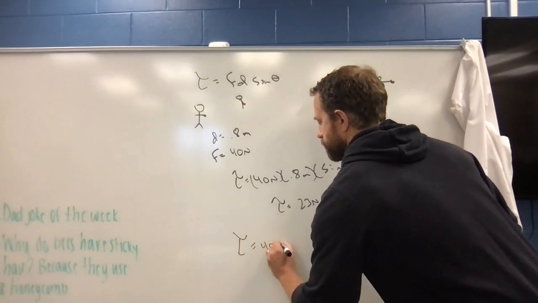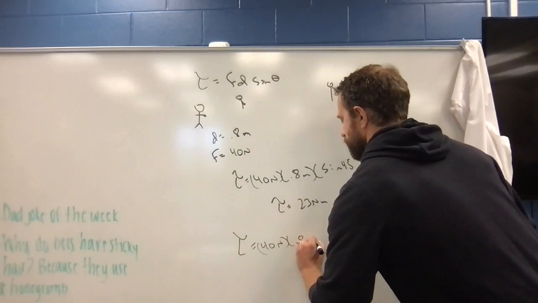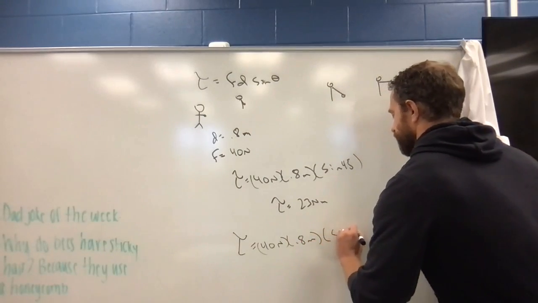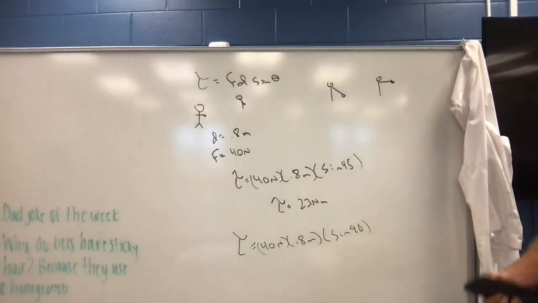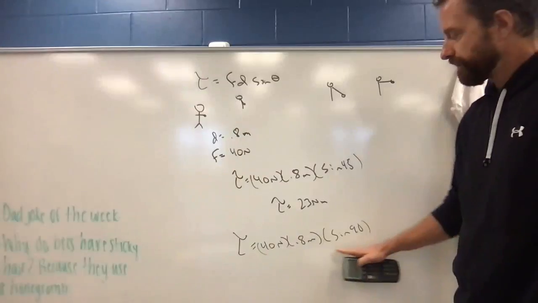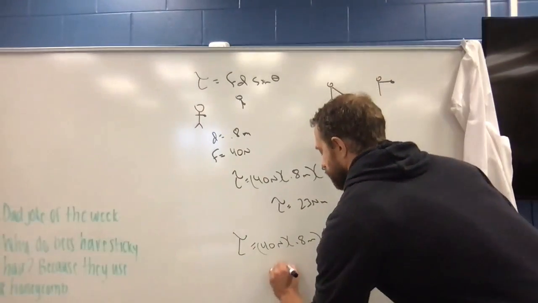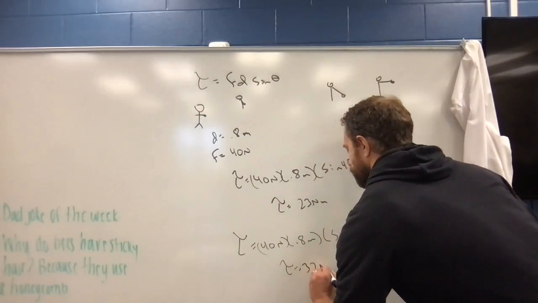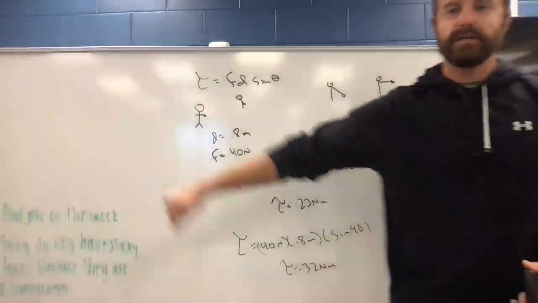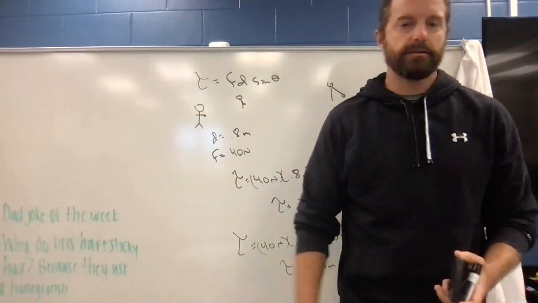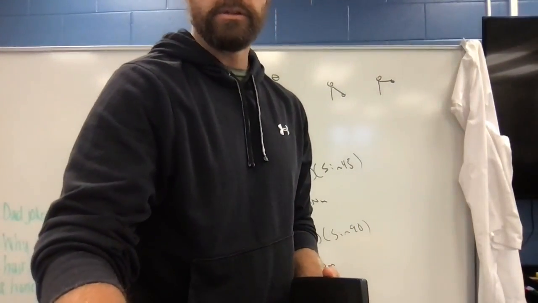Tau is 40 newtons times 0.8 meters times sine of 90. Sine of 90 we can just do in our head. That's 1, times 32 is going to give us a torque of 32 Newton meters. So it's the most when it's out here to the side. That should hopefully make sense. So a nice simple torque problem there. Hopefully that helps us review torque if we need it.